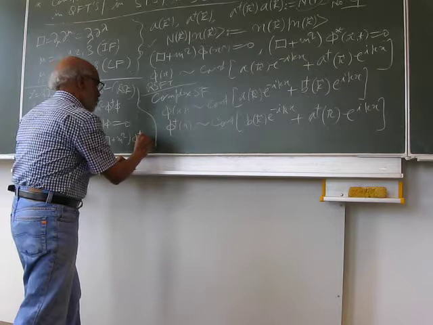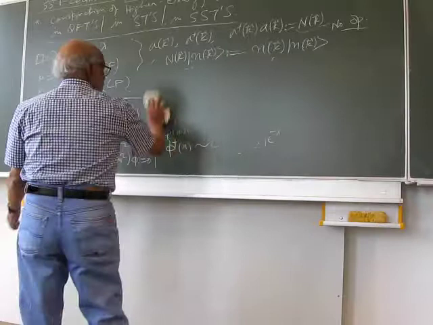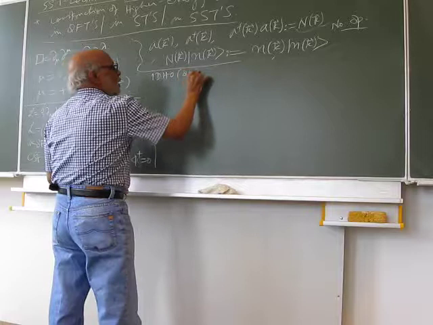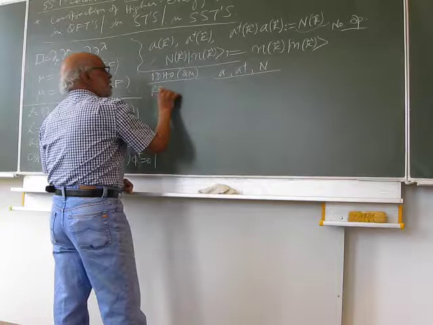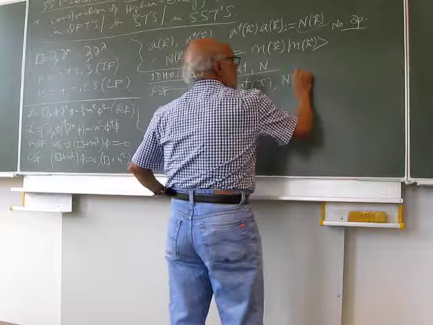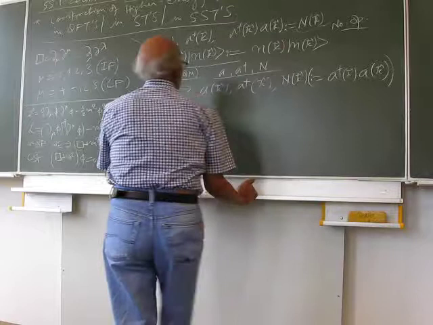Okay. But here, let us keep these things in mind. For the oscillator in quantum mechanics, I have A, A dagger, and N. Okay. In real scalar field theory, I have a of k, a dagger of k, N of k, which is defined as a dagger of k, a of k. And for the complex scalar field theory, I have two sets.